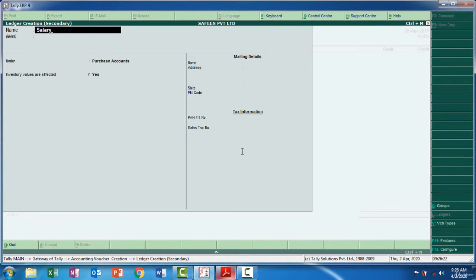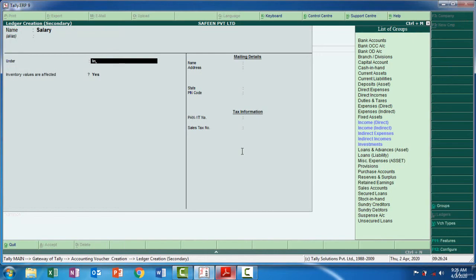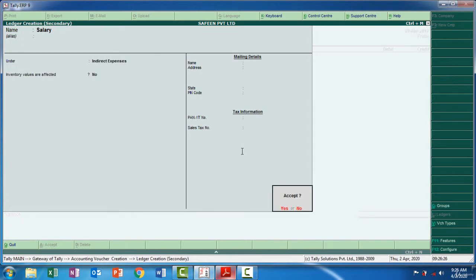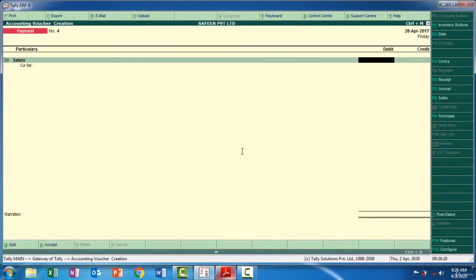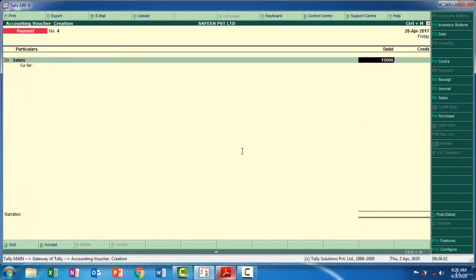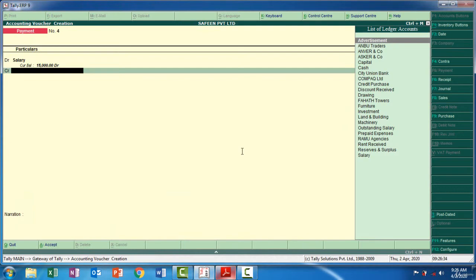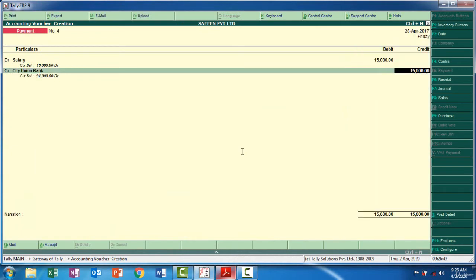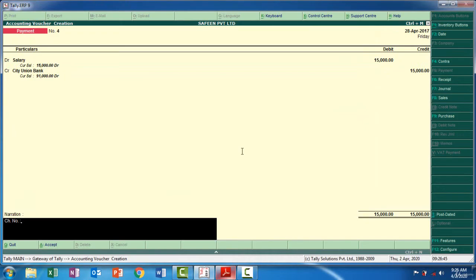Salary account, it is coming under the indirect expenses. Salary account debit how much? 15,000. And then credit is the bank account we maintain, City Union Bank. I'm going to choose City Union Bank account credit 15,000.